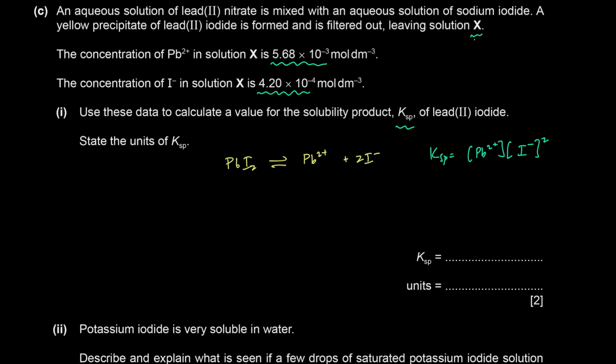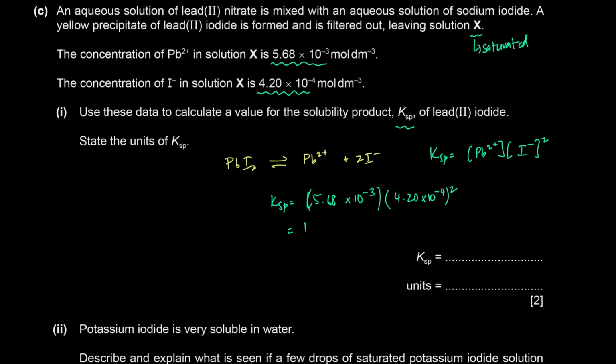Okay, that solution X was a saturated solution. And they've given us the concentrations in the saturated solution. So can I find Ksp using the concentrations given to us? Right, my Ksp over here is the concentration of lead, that's 5.68 times 10 to the power of negative 3, right? And that's the concentration of lead multiplied by the concentration of iodide squared. So what is that equal to?